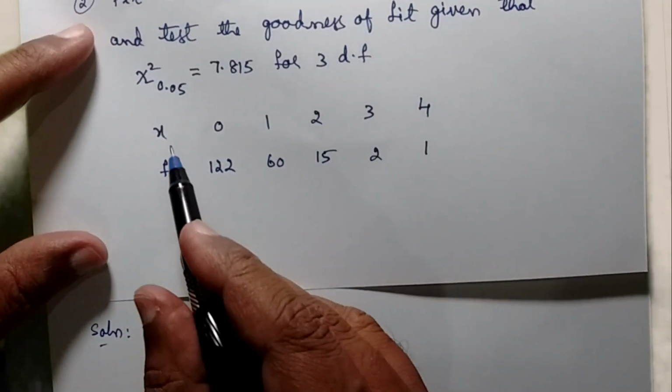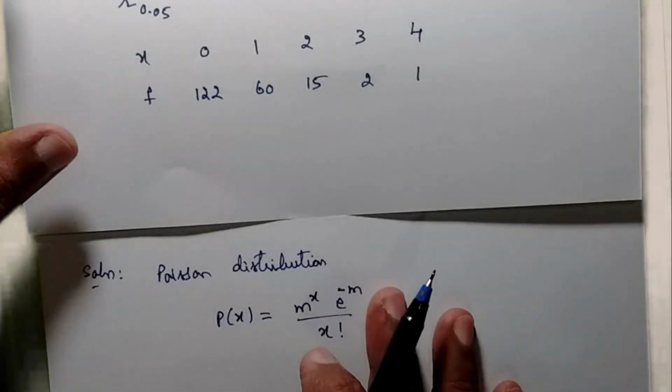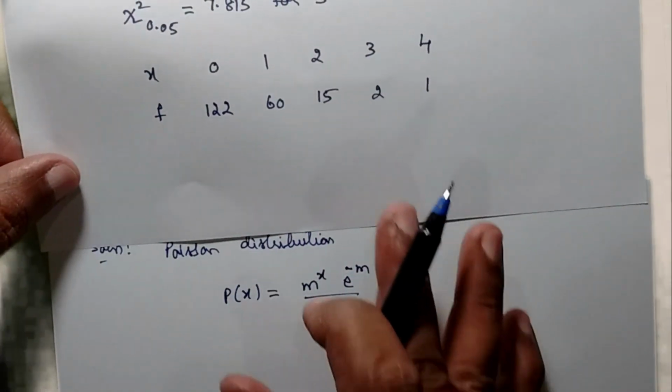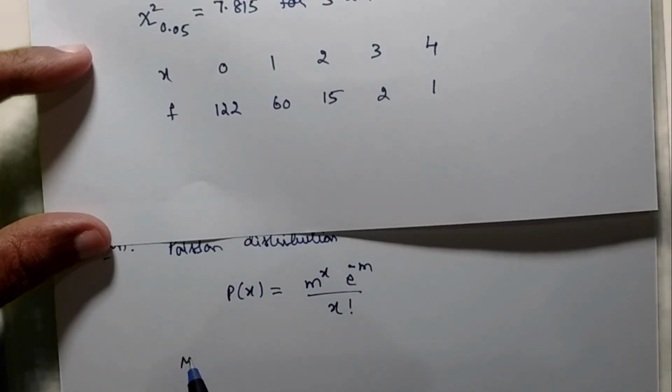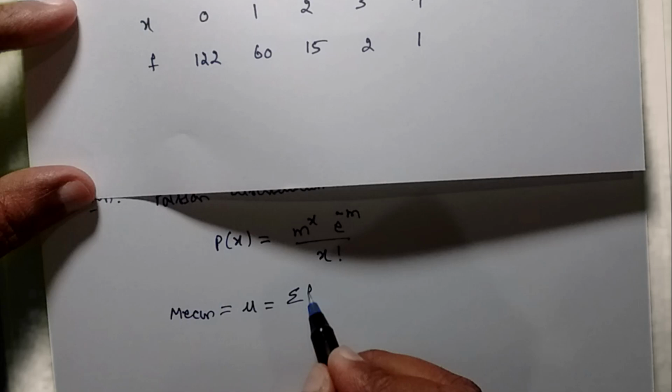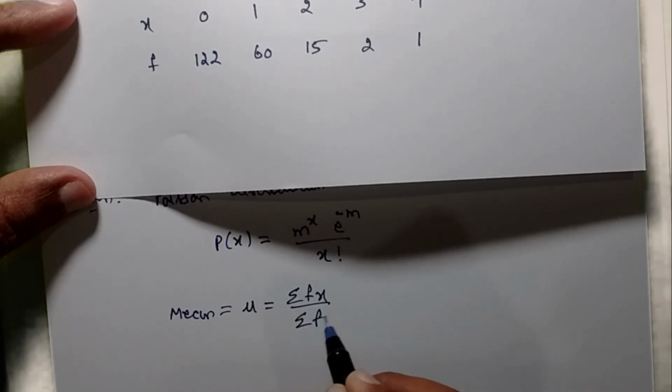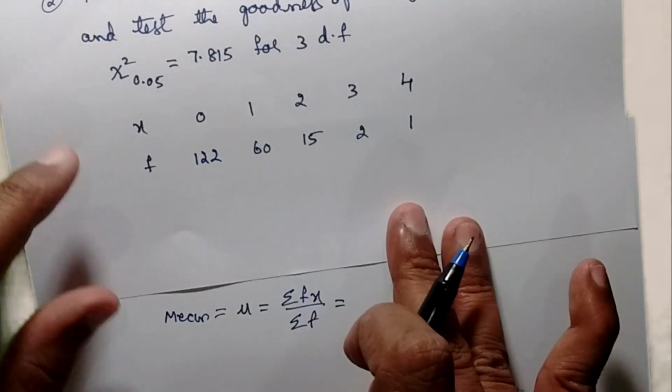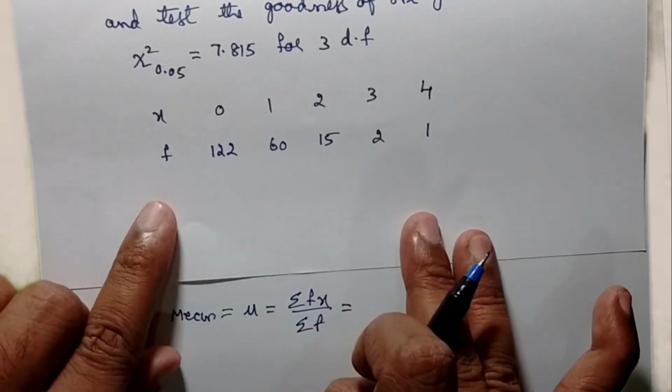So once again, using these values of f and x, we'll try to calculate the mean mu value. So mean mu will be equal to summation of fx divided by summation of f. So you have summation of f into x value from here.